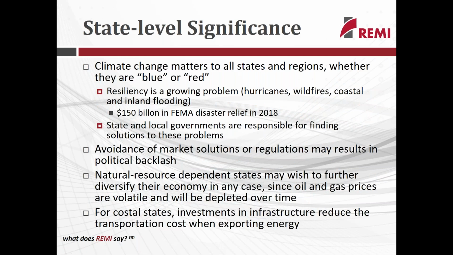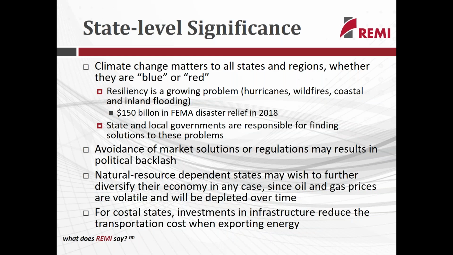Okay, and why is addressing the climate change issue, or the energy and environmental issue, very important for state and local governments? Climate change matters to all states, whether they are blue or red. Specifically because, for example, we need to look at resilience concerns such as hurricanes, wildfires, and coastal and inland flooding. And for these natural disasters, state and local governments are responsible for finding solutions to these problems. And if the government keeps avoiding making solutions or regulations, people will feel disappointed and there might be some political backlash. For some very natural resource dependent states, I think it's ideal for them to further diversify their economy, since oil and gas prices are very volatile and will be depleted over time.